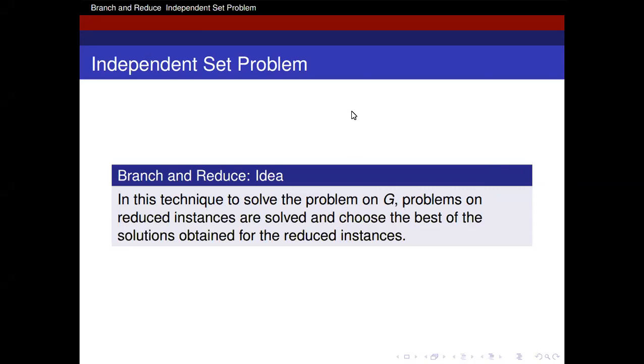From the last class, we were studying a branch and reduce technique to solve the independent set problem. Let me quickly review the last class. In the last class, mostly we learned the basic idea of the branch and reduce algorithm. In this technique, we reduce the instances, solve the reduced instances, and choose the best solutions of the reduced instances to make the solution of G.